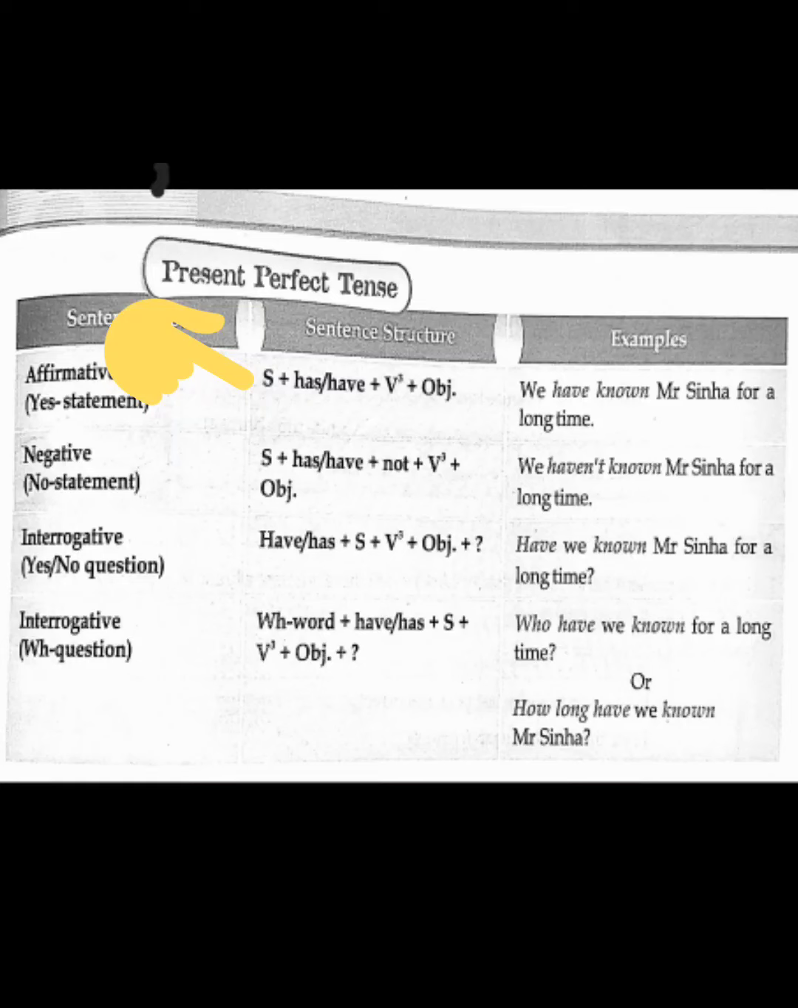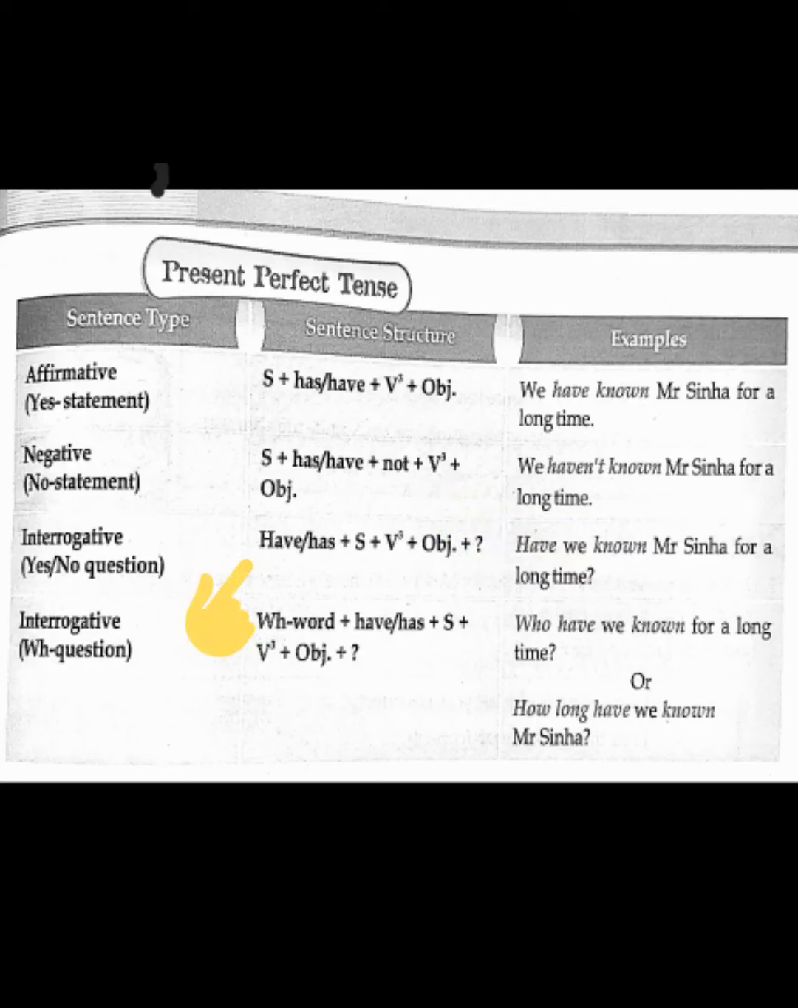Then, in the negative case, how can I change the structure? The structure will be subject plus has or have plus not plus verb third form plus object. Now you can see the change in the sentence. We haven't known Mr. Sinha for a long time. So students, just by adding not with have, it has become haven't, have not. Okay? We haven't known Mr. Sinha for a long time. Clear? Now let's see the interrogative form.